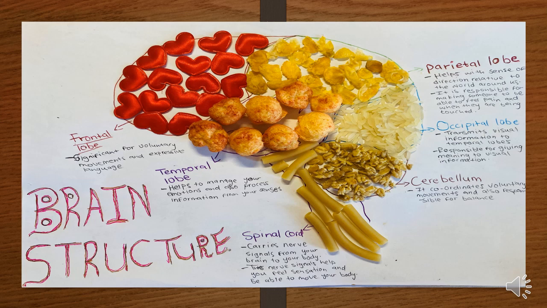We've got the occipital lobe, which I used rice to build, and this one is important for transmitting visual information to temporal lobes, and it's also responsible for giving meaning to visual information.